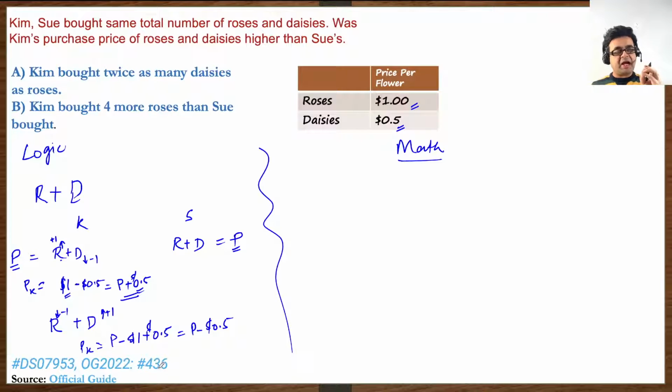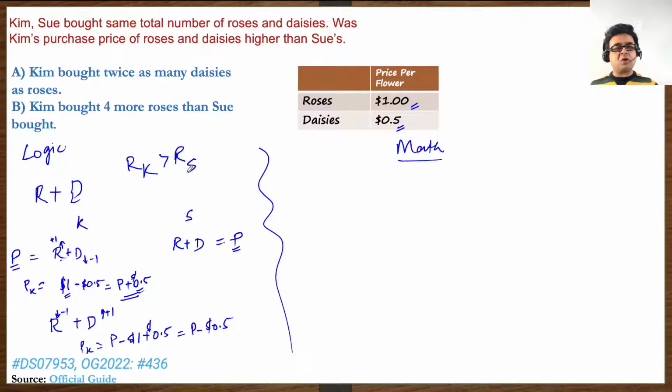So we already have an understanding of when the price for Kim is going to be more than the price for Sue, and that is when the number of roses for Kim is greater than the number of roses for Sue. As long as that holds, the price for Kim would be greater than the price for Sue. If the number of roses for Kim is less than the number of roses for Sue, it will be the reverse. And if they are equal, then everything will be equal.